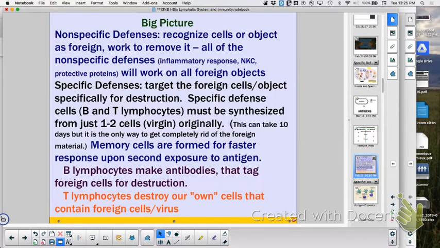Can the virgin B cell only be activated by finding the antigen itself? Can it be presented by a macrophage? No, it has to have direct contact with it, yes? Okay, how do you feel about that?